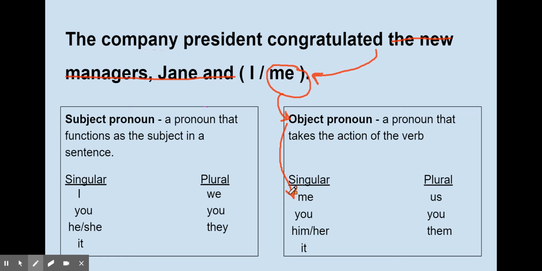So that's something that you can do if you're not sure if you should be using a subjective or objective pronoun, is you can cut out some of the stuff you don't need and just look at the pronoun by itself.